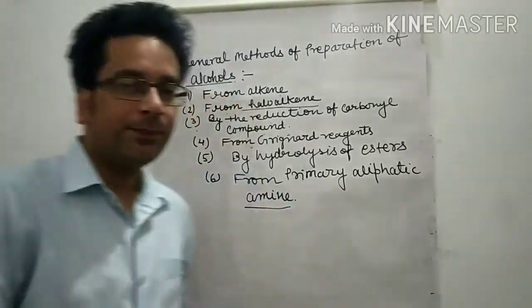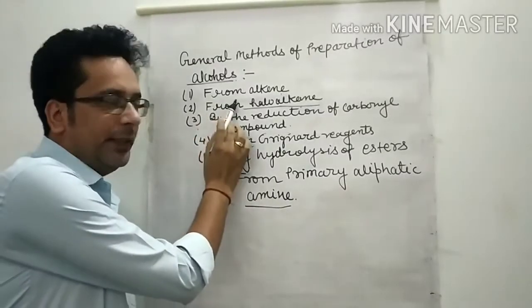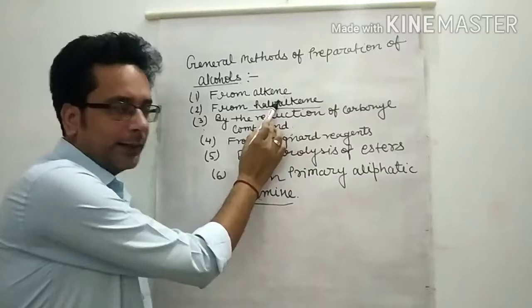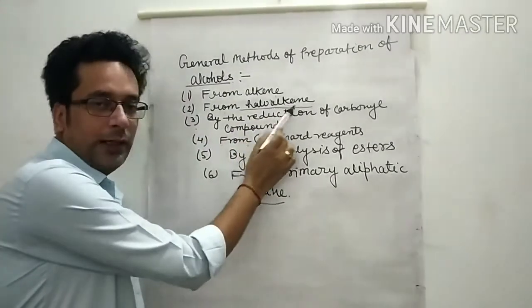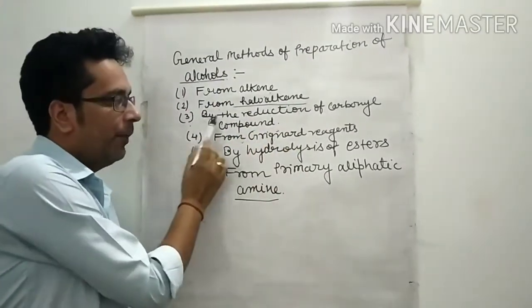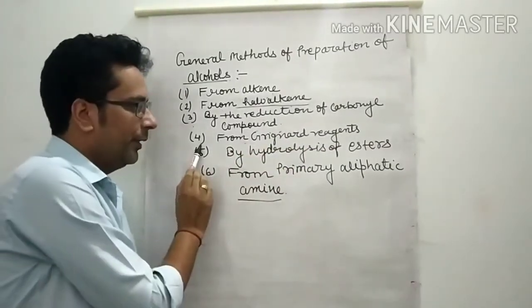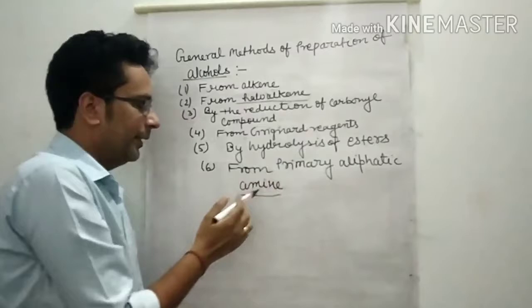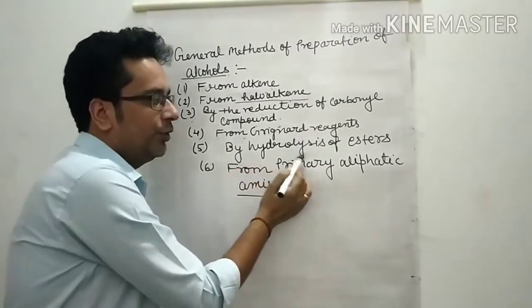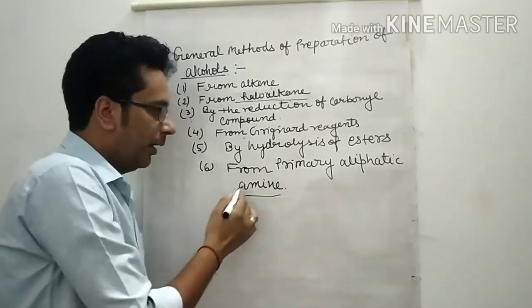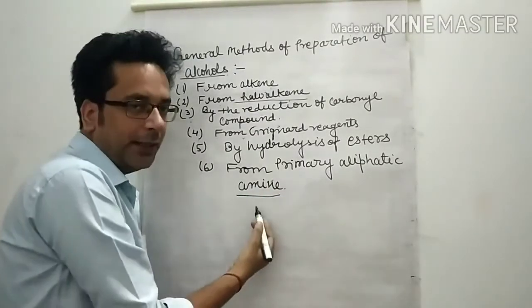The first method of preparation is from alkene. Second, from haloalkanes. Third, by the reduction of carbonyl compound. Fourth, from Grignard reagent. Fifth, by hydrolysis of esters. And sixth and the last method, from primary aliphatic amine.